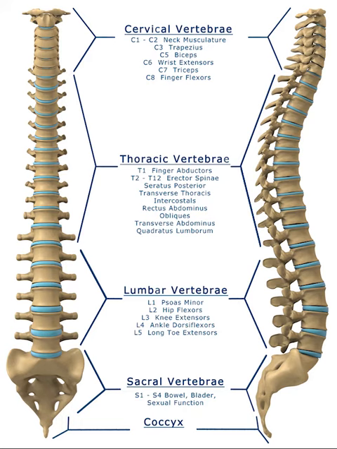It is around 45 centimeters long in adult men and around 43 centimeters long in adult women. The diameter of the spinal cord ranges from 13 millimeters in the cervical and lumbar regions to 6.4 millimeters in the thoracic area.